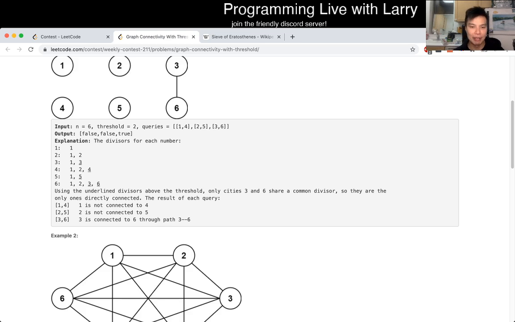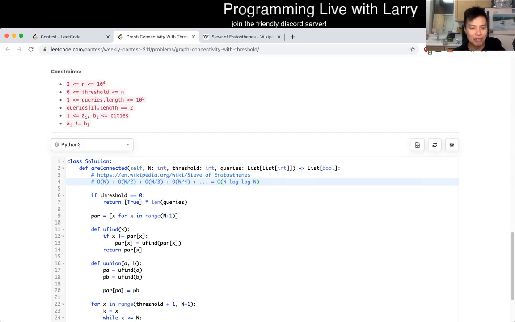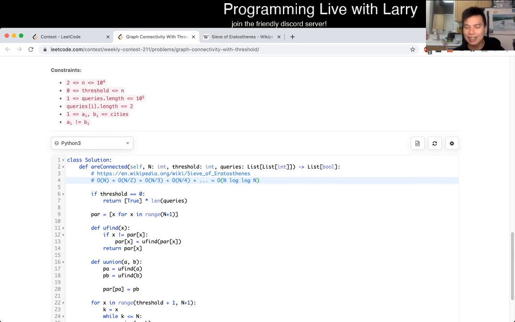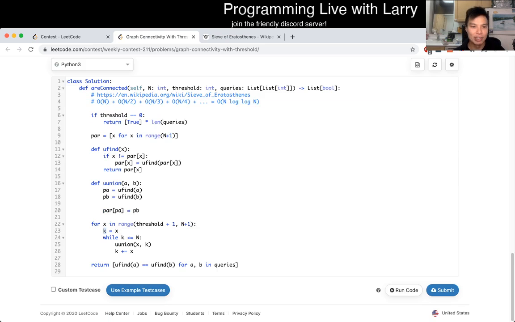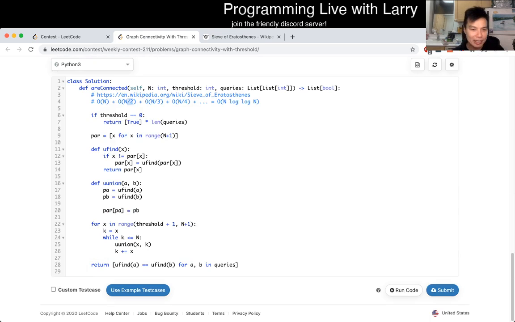The other way to look at it, from the sieve perspective, is let's say we have a divisor that is K. Let's get all the numbers that are multiples of K, right? Like we said earlier, we get all the even numbers and merge them together into one set in union find. We get all the multiples of 3, put them together. Multiples of 4, put them together. Multiples of 5, put them together, and so forth. And once you put all that together, union find does a little bit of magic.